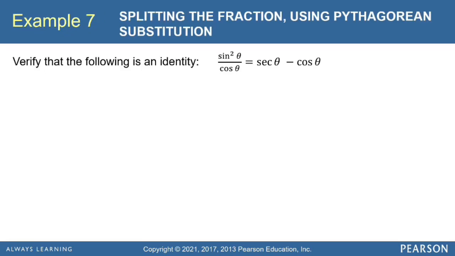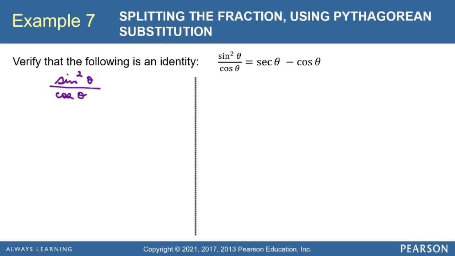And so to practice that strategy, here is example 7. It says verify that the following is an identity. We have sine squared theta over cosine of theta, and that's supposed to be equal to secant of theta minus cosine of theta. Now you actually could prove this identity by transforming either expression, but because I want to practice splitting the fraction with you, I'm going to work with the left side of the equation. So let's copy down the left side here.